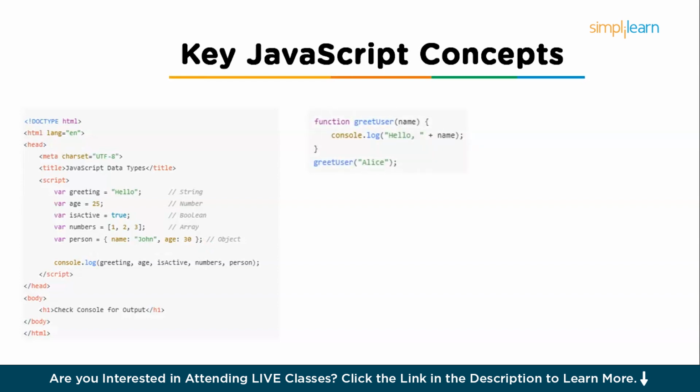The next comes functions. Functions are reusable blocks of code that perform a specific task. For example, you can see here. And the next comes events. JavaScript can respond to user actions such as clicking a button or typing in a form. These actions are known as events. JavaScript allows developers to handle these events and create interactive elements on the web page. Example you can see here.